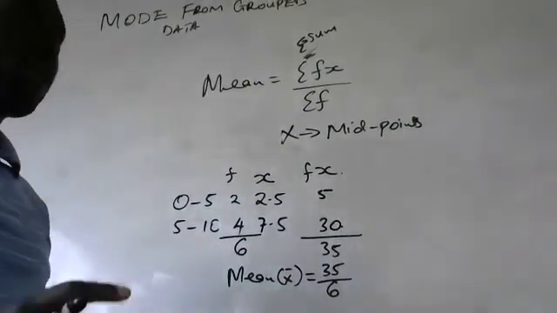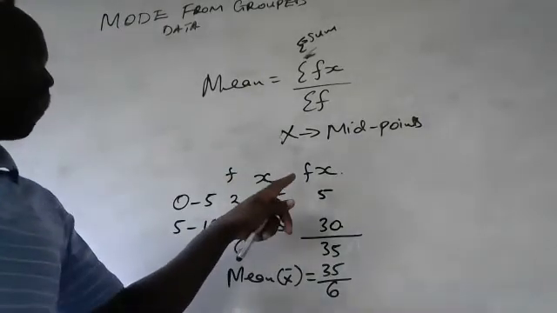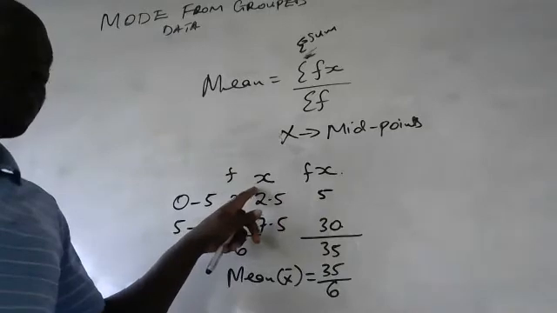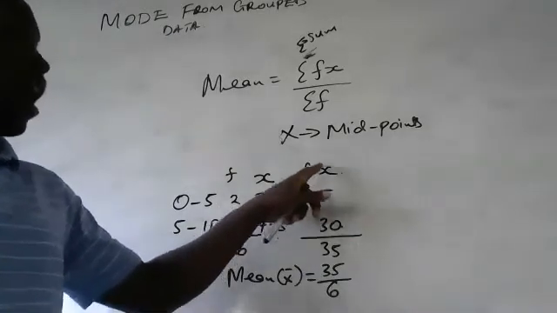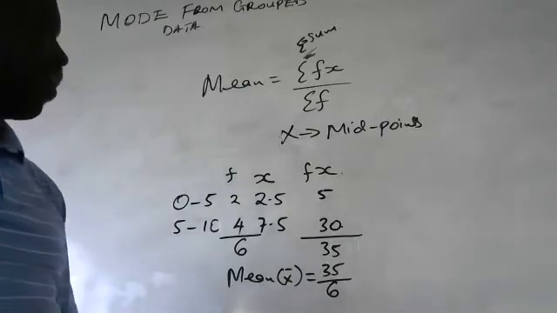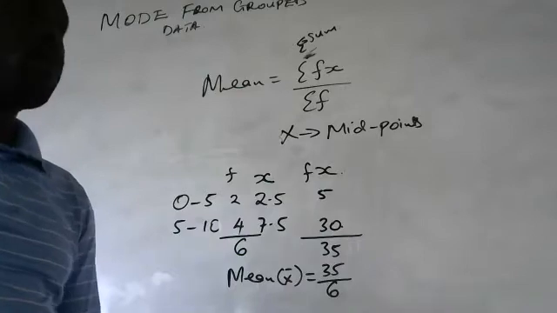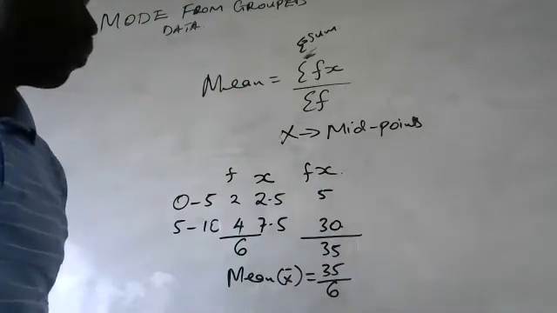So anytime you are asked to determine the mean, get the x column first, and then the fx, add all the fx values down that particular column, and then you divide by the sum of all the frequencies, and you are able to get the mean.